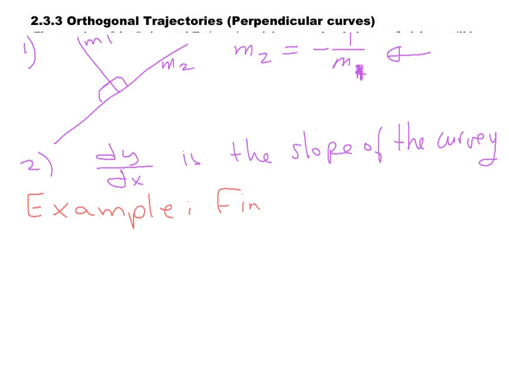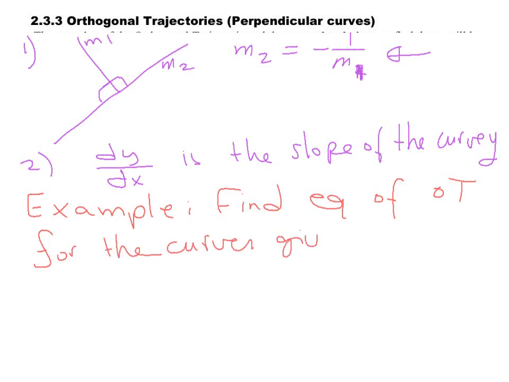Let's consider the following example to see how to find orthogonal trajectories now. Find equation of orthogonal trajectories, which are perpendicular curves, for the curves given by y equal x squared plus c.